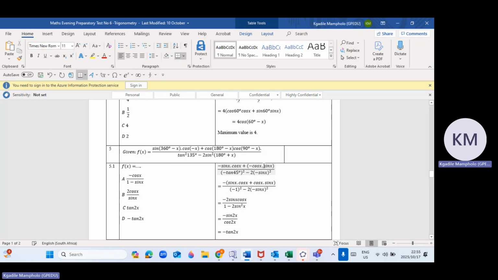Minus 2, even here is 180 plus x, which is in the third quadrant, and sine in the third quadrant is negative. But because it's a square, you put this negative inside the brackets.